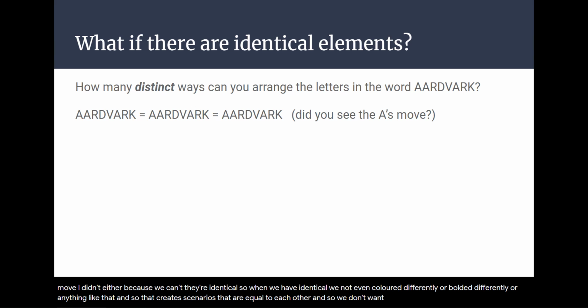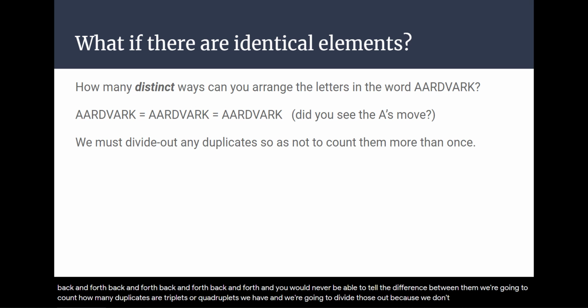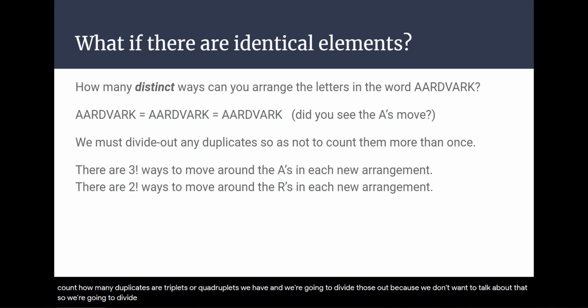And so that creates scenarios that are equal to each other. And so we don't want to count duplicates like that. Otherwise, we'd have math that just goes on forever and ever, because I could just swap the A's back and forth, back and forth, and you would never be able to tell the difference between them. So what we're going to do is we're going to count how many duplicates or triplicates or quadruplicates we have, and we're going to divide those out because we don't want to talk about that.